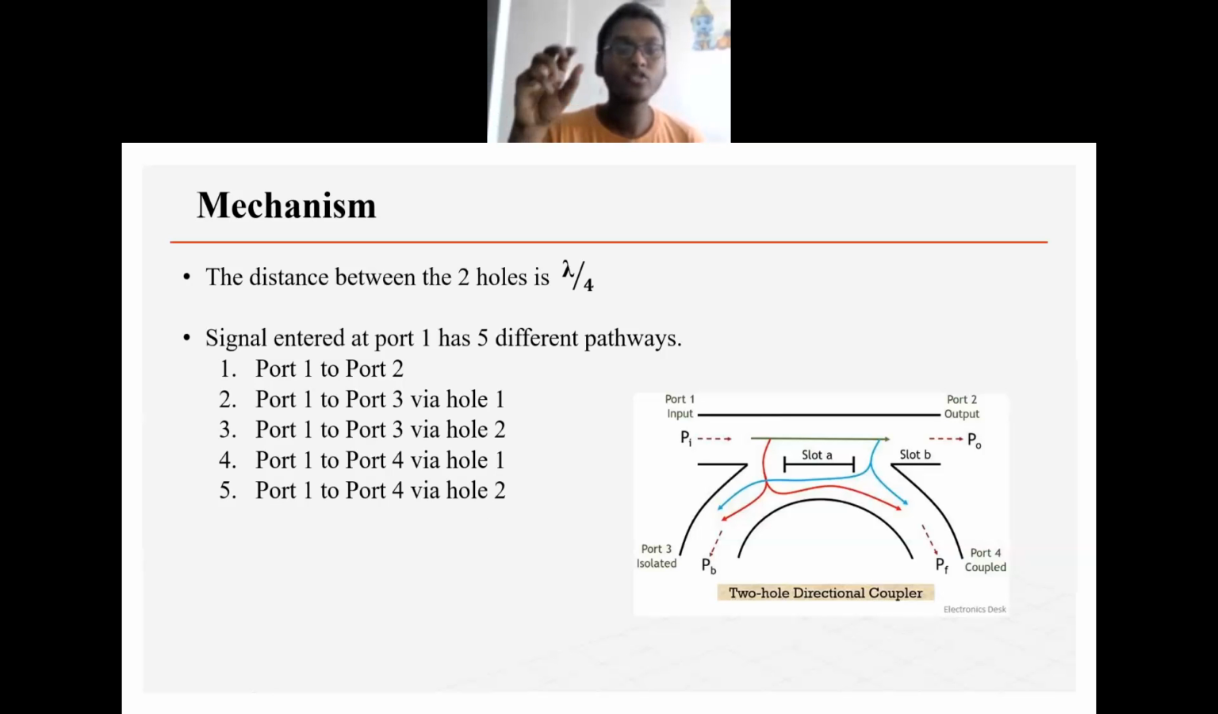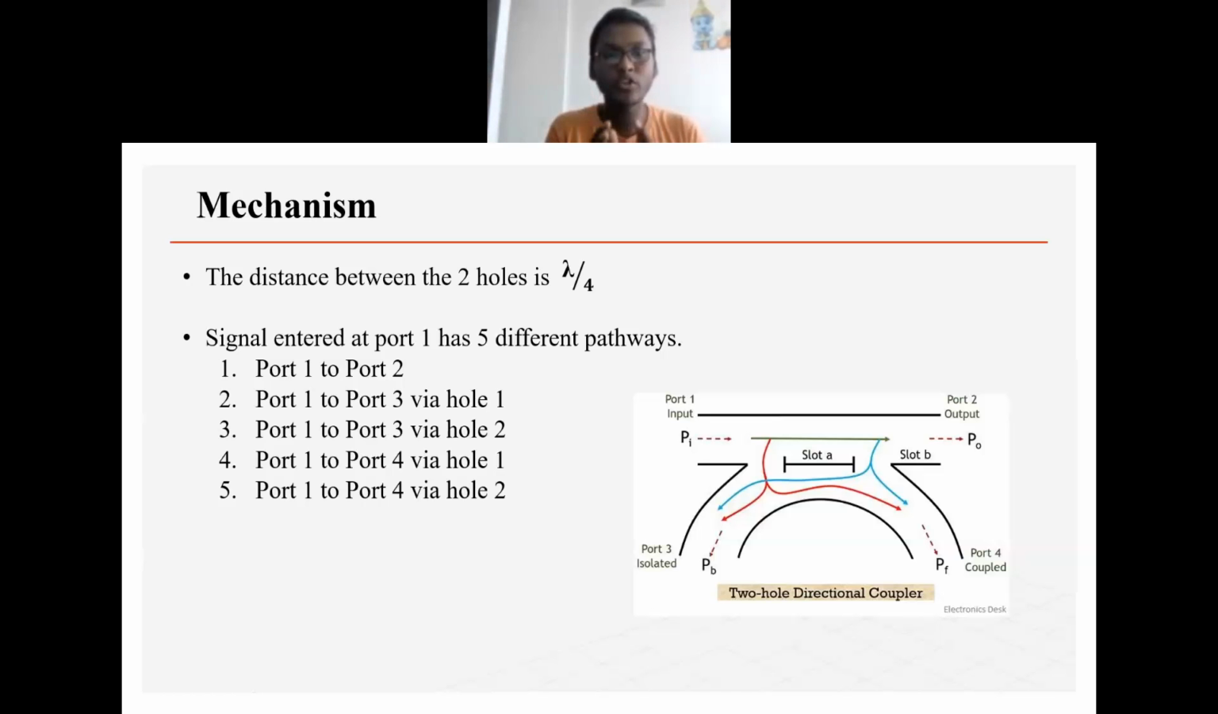Also, when the signal enters port 1, it has multiple ways to travel in the directional coupler. Five different pathways have been established, as shown in the figure. In the first pathway, when the signal enters port 1, it can travel from port 1 to port 2, or it can reach port 3 via hole 1 and hole 2, and it can reach port 4 via hole 1 and hole 2. Here, some part of the signal is gathered at port 3, and some part of the signal is gathered at port 4.